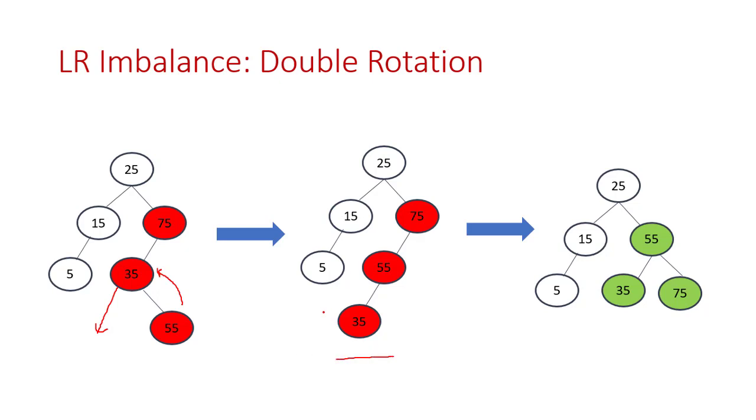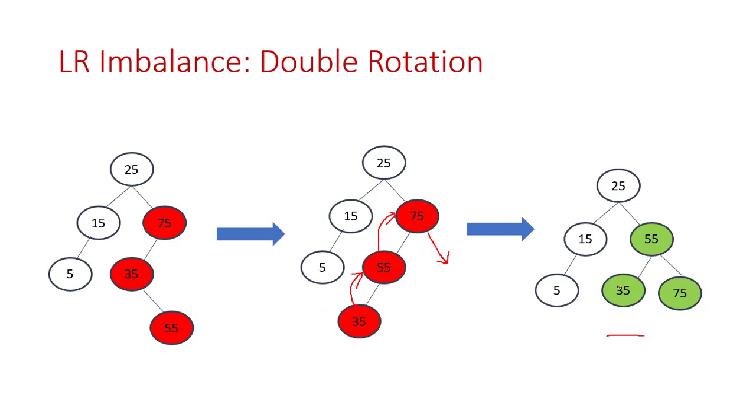Then we have to apply the right rotation like this. So in this, what happened? First 35 will come to 55th position, and 55 will come to 75th position, and 75 comes to this position. This is a right rotation. So in the double rotation we have two rotations, one is left rotation and then right rotation. This is the resultant tree.